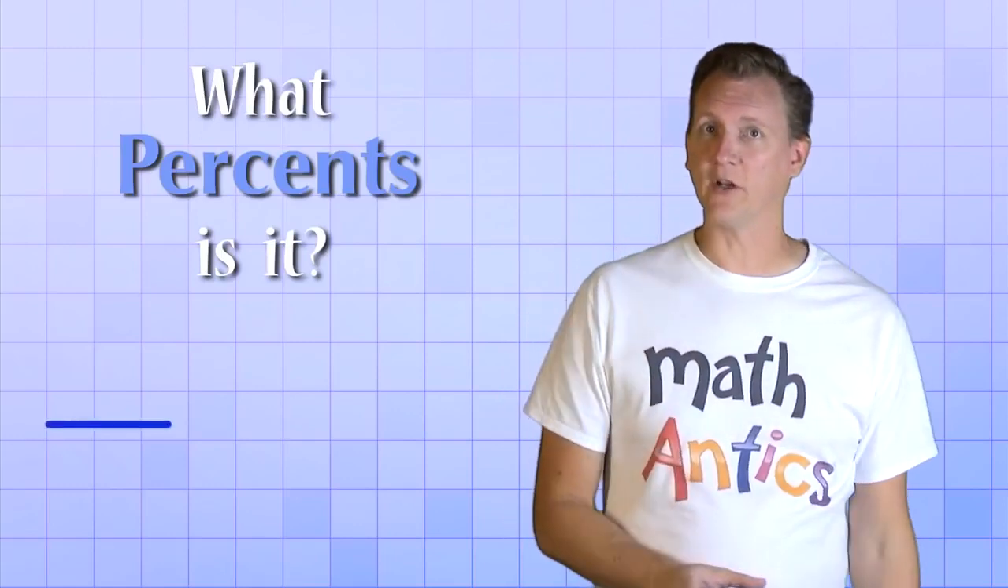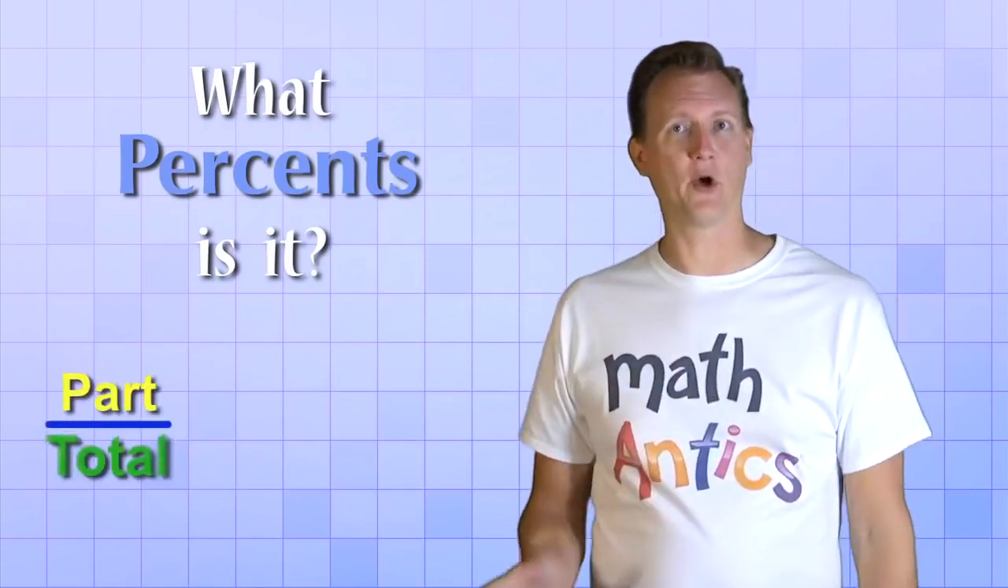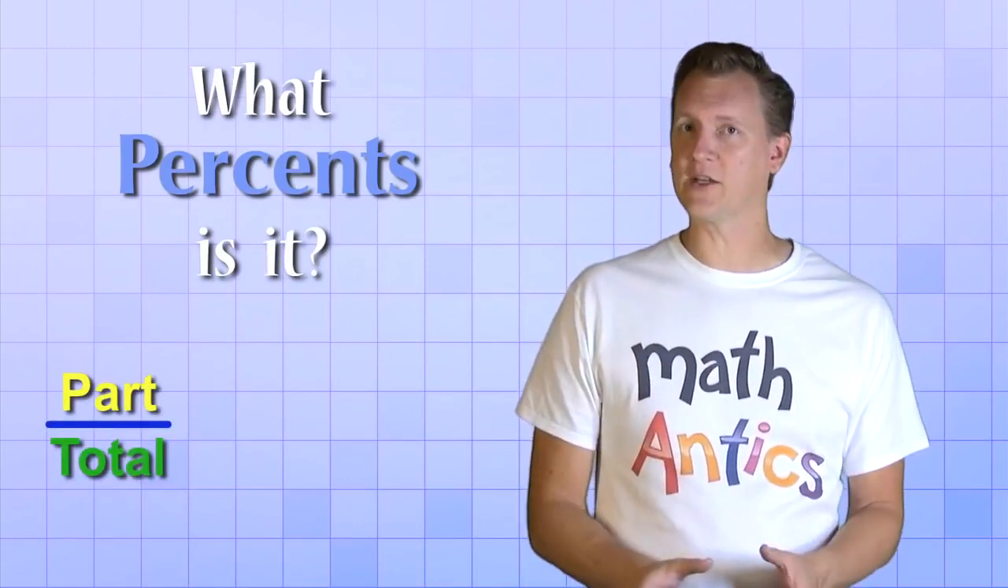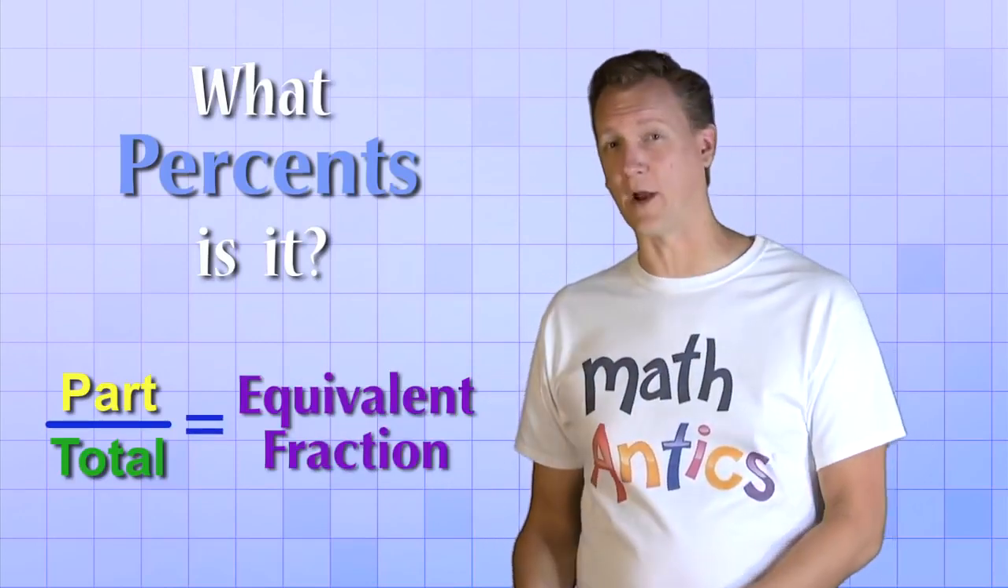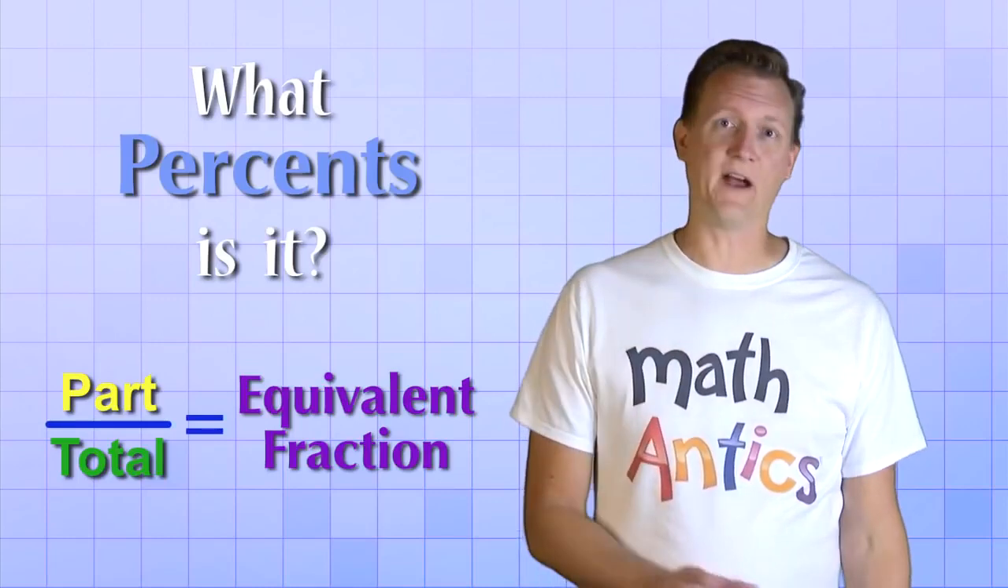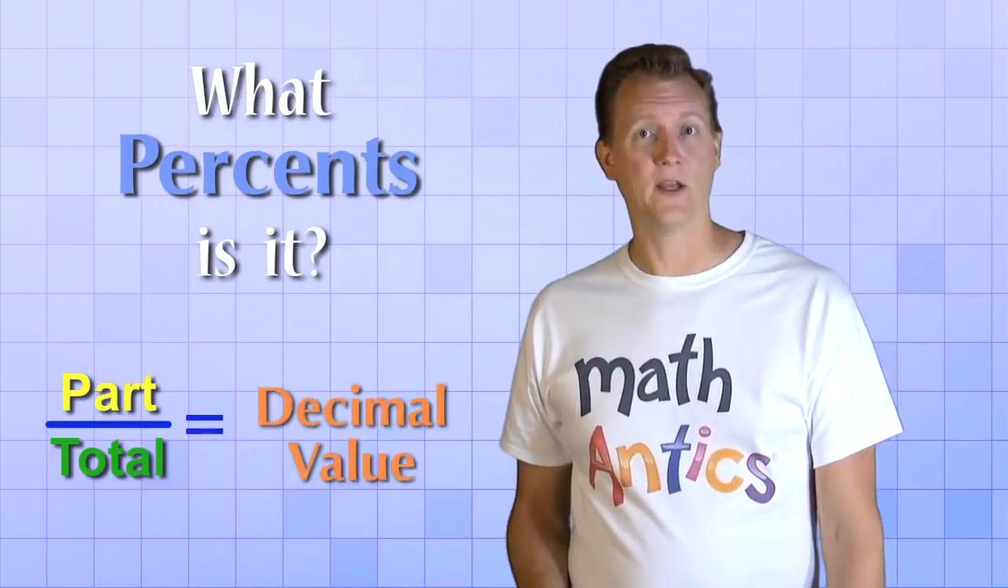All right, so that's how you find out what percent is it. You make a fraction from the part that you have and from the total, and then you convert that fraction into its percent form, either by figuring out what the equivalent fraction would be, or by just dividing to get the decimal value and turning that into a percent.